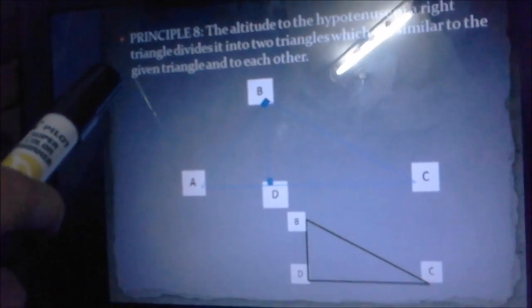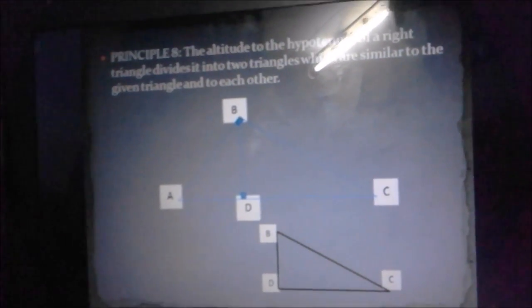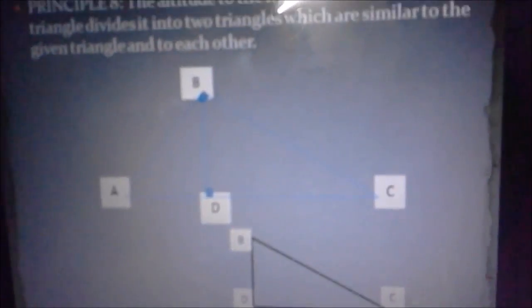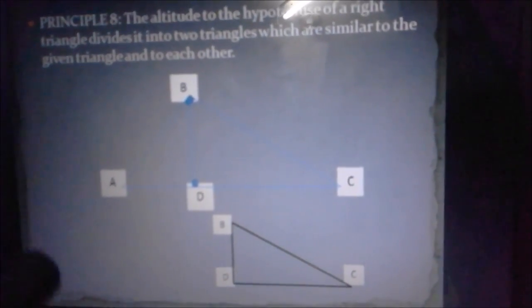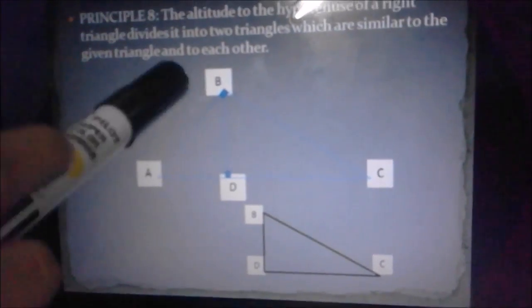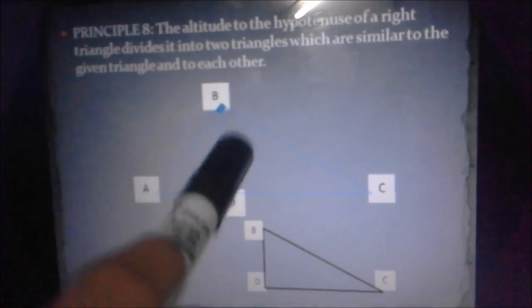Principle 8 states that the altitude to the hypotenuse of a right triangle divides it into two triangles which are similar to the original triangle and to each other. This states, for example, triangle BAC is divided by line segment BD. According to Principle 8, the altitude to the hypotenuse of a right triangle divides it into two triangles, which are triangle BDC and triangle BDA.